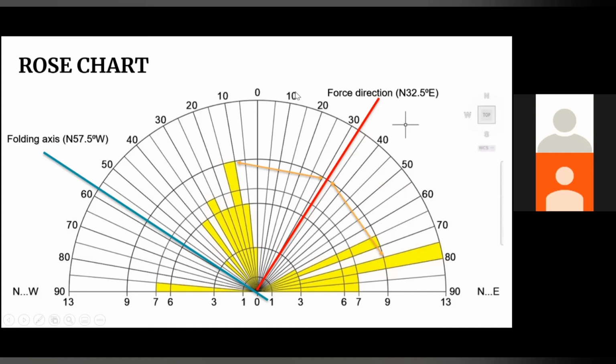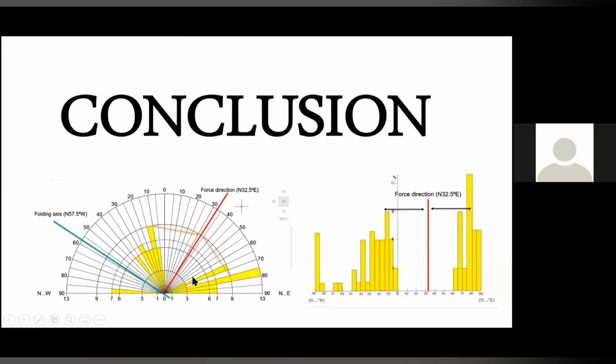And if we want to find the folding axis, we just need to add 90 degrees. So the folding axis is north 57.5 west, and the folding axis and force direction are always perpendicular. Okay, so for the conclusion, we got the force direction of the 70 joint data is north 32.5 degrees east, and for the folding axis, we got north 57.5 degrees west.